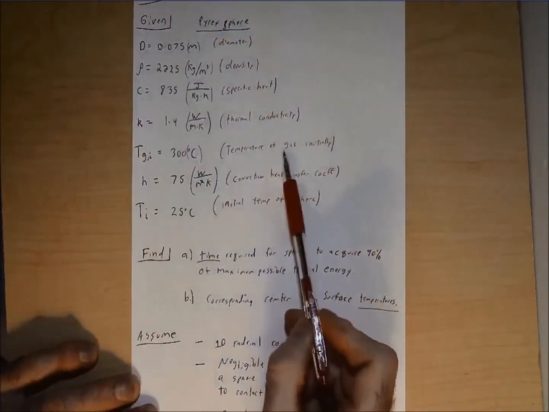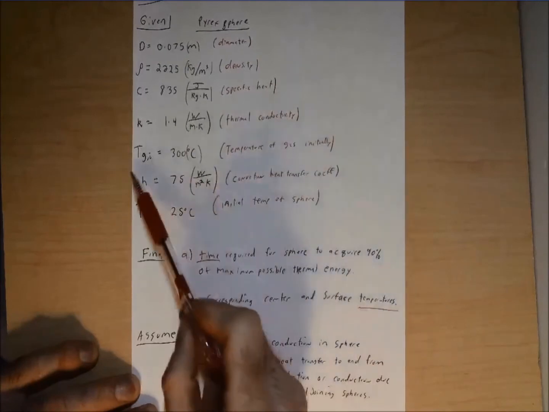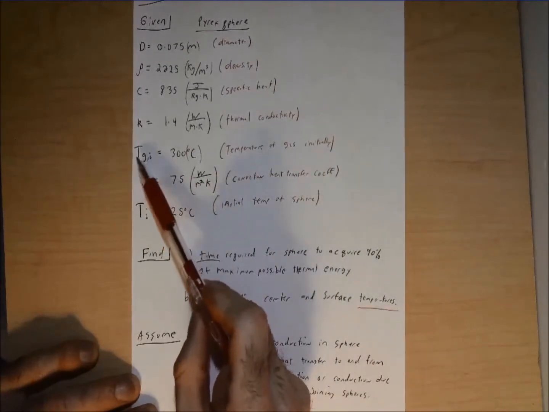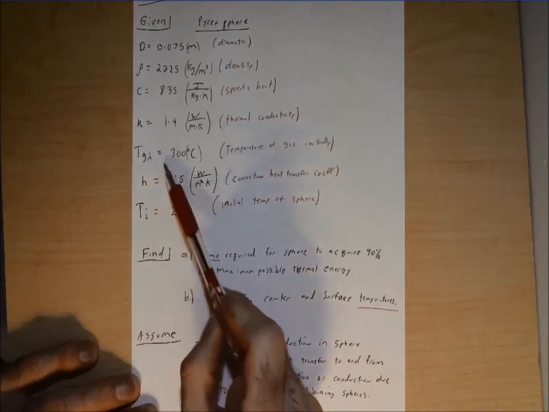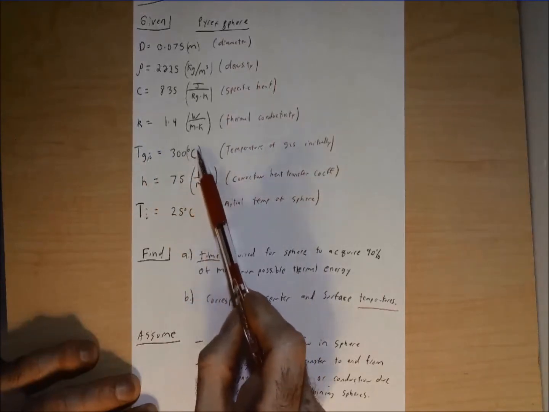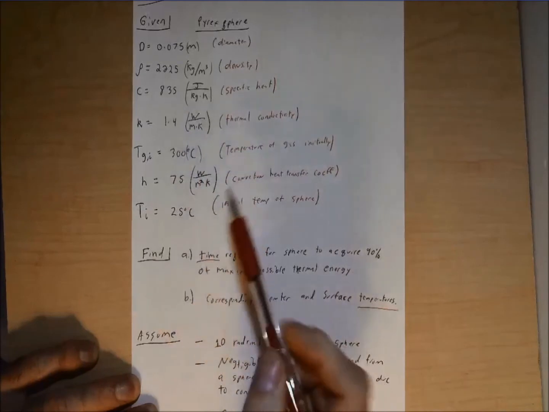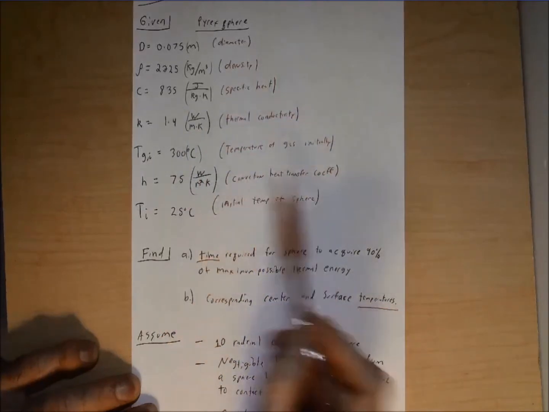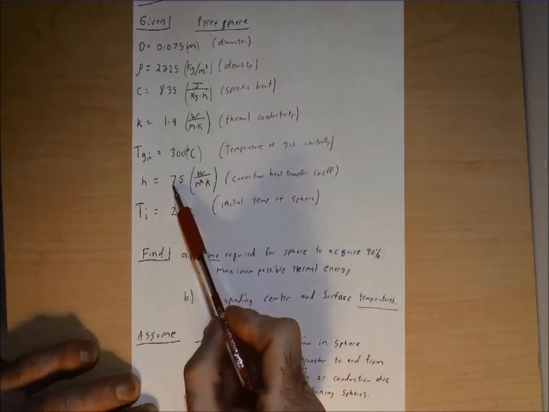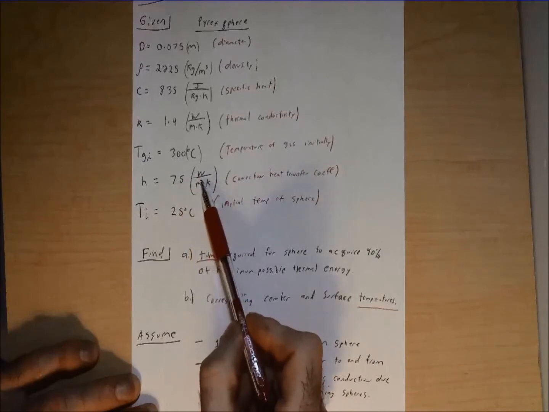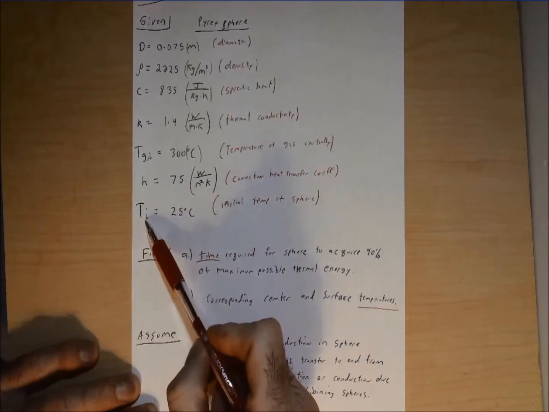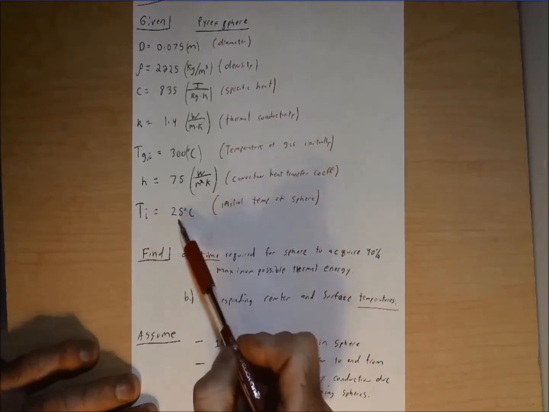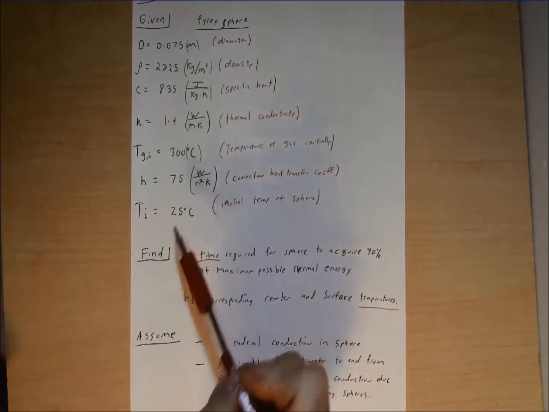We have the temperature of the gas initially. So we can see our units right here for our indices down here. Temperature of the gas initially, Tg comma I, is equal to 300 degrees Celsius. I'm going to leave this in terms of Celsius for now. We have our convection heat transfer coefficient H with a value of 75 watts per meter squared Kelvin. And we have our initial temperature of the sphere, which we've noted as T sub I, which is 25 degrees Celsius. And again, I'm going to leave this in terms of Celsius.